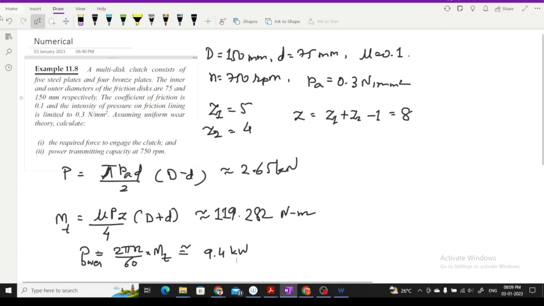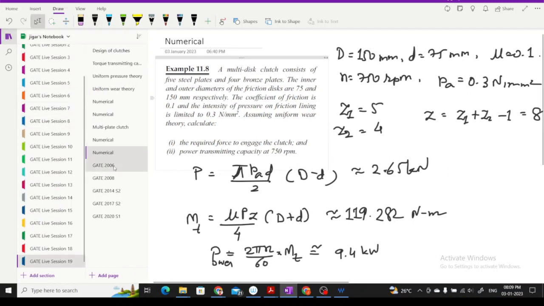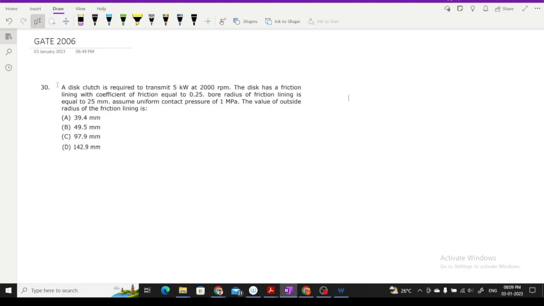Right? So now once you have all this idea with you, you can try this, which is from 2006, right? A disc clutch is required to transmit 5 kilowatt at 2000 rpm. The disc has a friction lining with a coefficient of friction 0.25. The radius of the friction lining is equal to 0.25 mm. Assume uniform contact pressure of 1 megapascal. The value of outside radius of the friction lining is. I guess you can try this one.